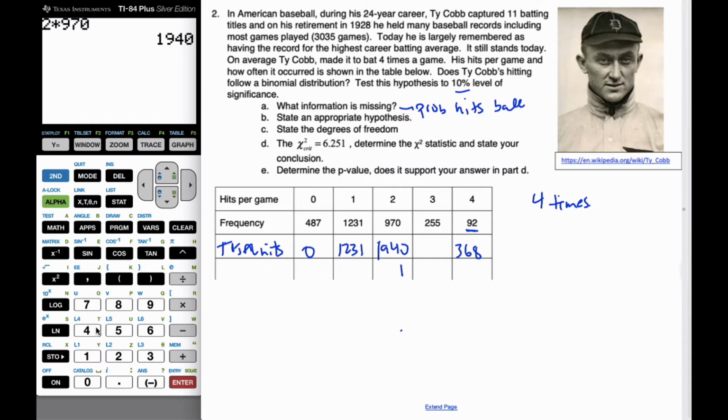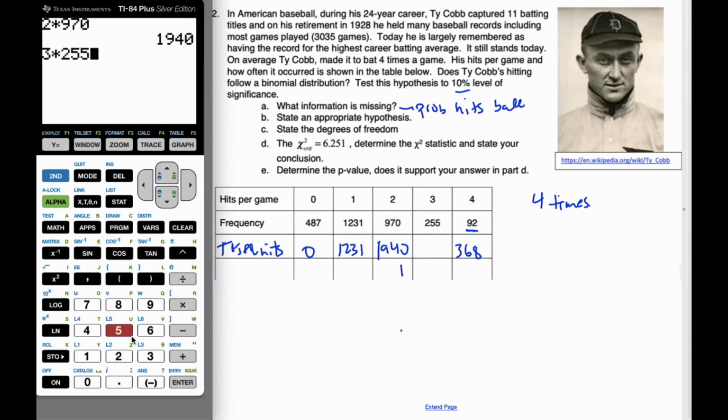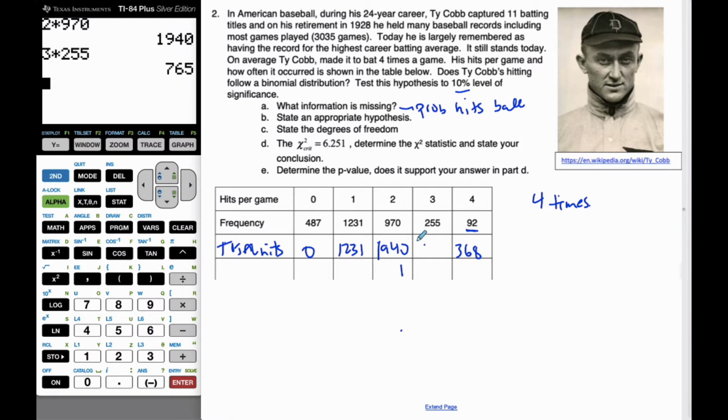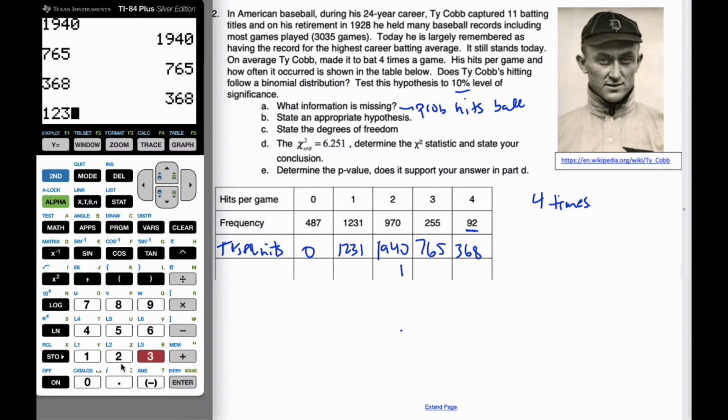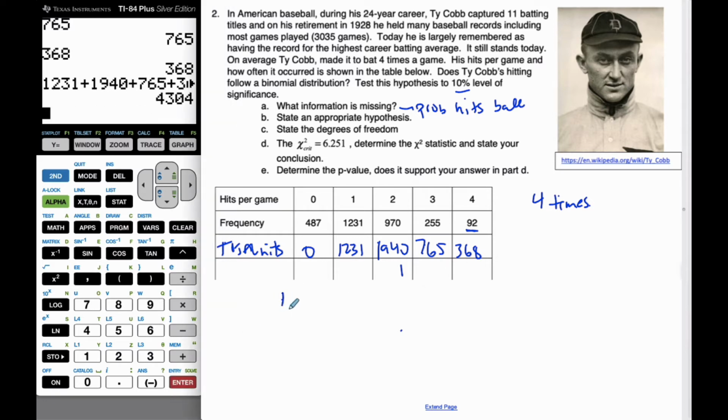And finally, it's going to be 3 times 255, which I can see is 765. And so the total hits is going to be 1940 plus 765 plus 368. Enter. And so we know that Ty Cobb had 4,304 hits in total. We need to find out how many times he tried to hit.